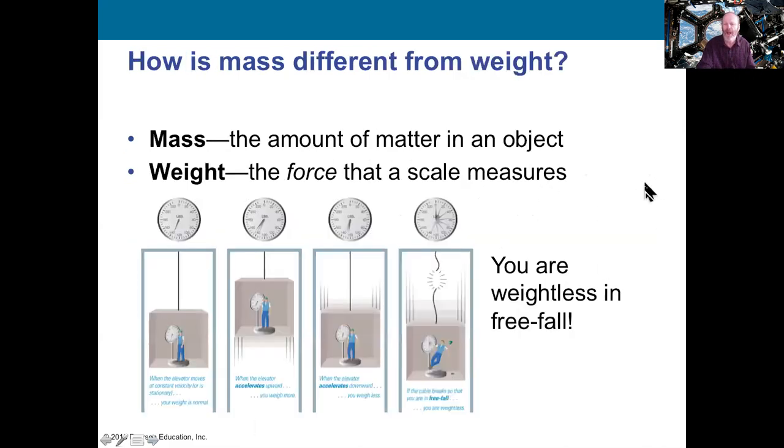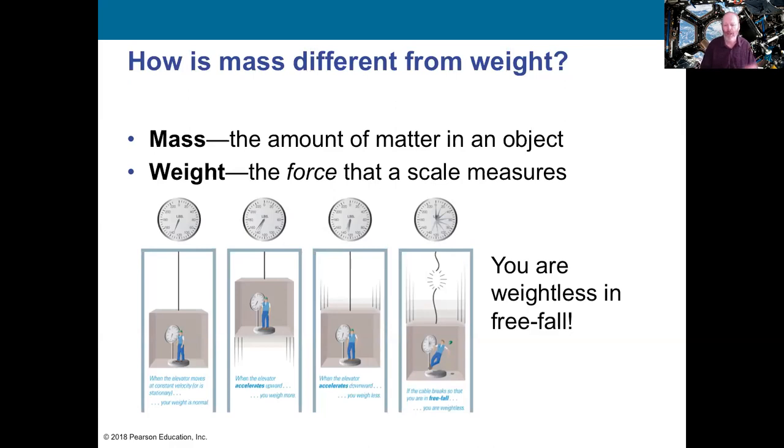So mass is how much stuff is in the object. Weight is the force of gravity pulling you down. So you weigh a certain amount here on Earth. You don't weigh the same amount on the moon, even though you have the same mass. So weight is particular to what gravity is doing to you. Mass is just how much stuff you are.